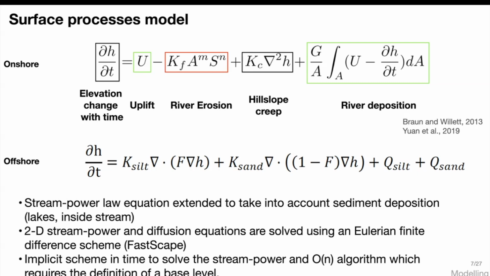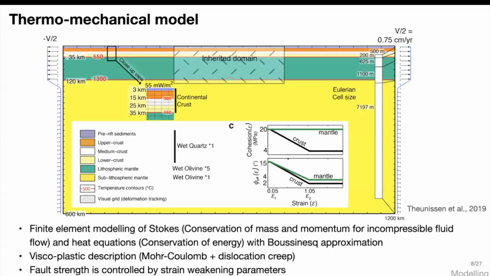So in 2D, these equations are solved using a Eulerian finite difference scheme in FastScape. We'll come back to this later. The advantage of this approach is that we use an implicit scheme in time to solve the stream power, which makes it really efficient and rapid, and also stable with long time steps. And we use an O(N) algorithm, which means that to solve this equation, it requires a definition of a base level. But this makes the solution efficient and really adapted to the modeling approach.